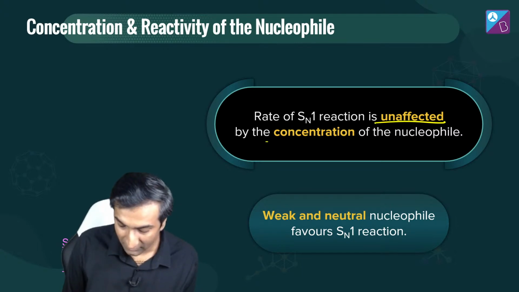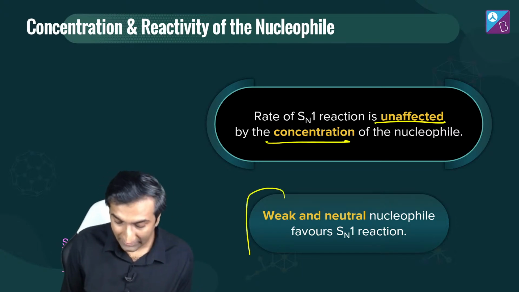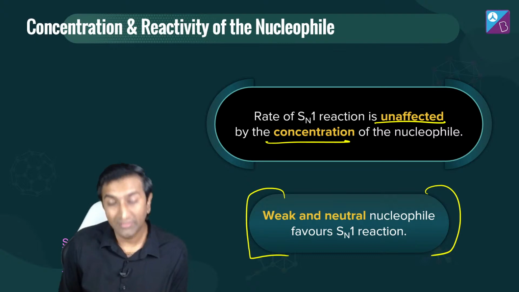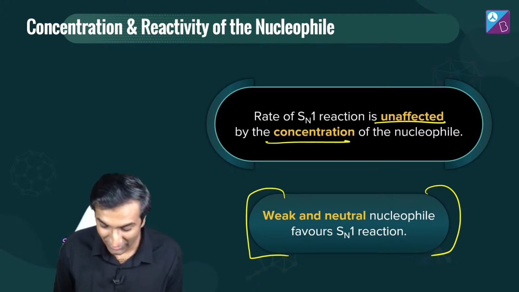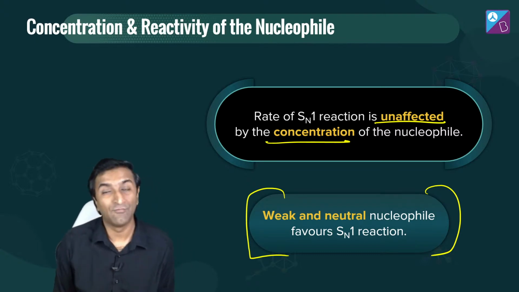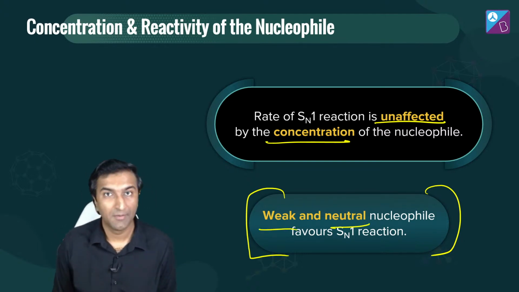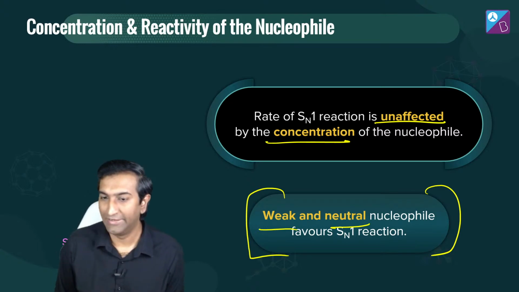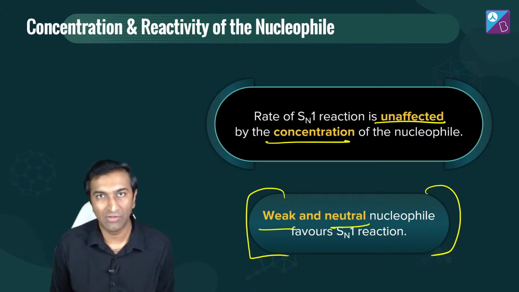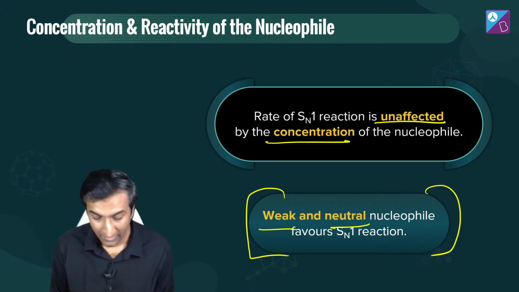The rate is not affected by the concentration, but only weak and neutral nucleophiles favor SN1 reactions. Okay, this is important. If you have a strong base, something else could happen entirely. Actually, I was going to say maybe SN2 happens, but it's also possible elimination could happen.